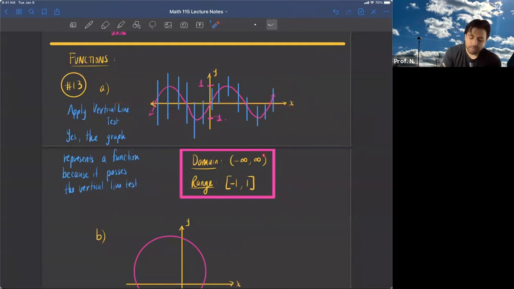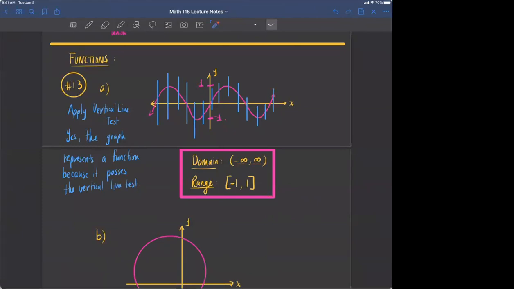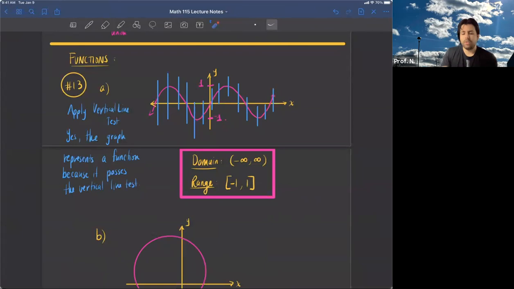And the reason why I use parentheses for infinity in particular is because I can never attain infinity. I only approach infinity. This idea of infinity is not like a destination. It just says keep on going. So the square brackets are only used when the endpoint is included.